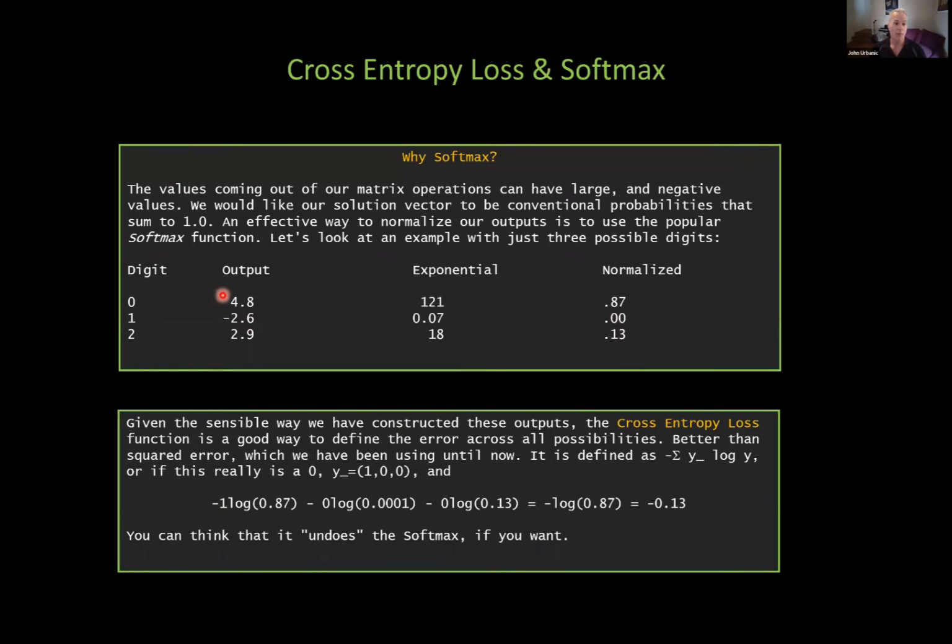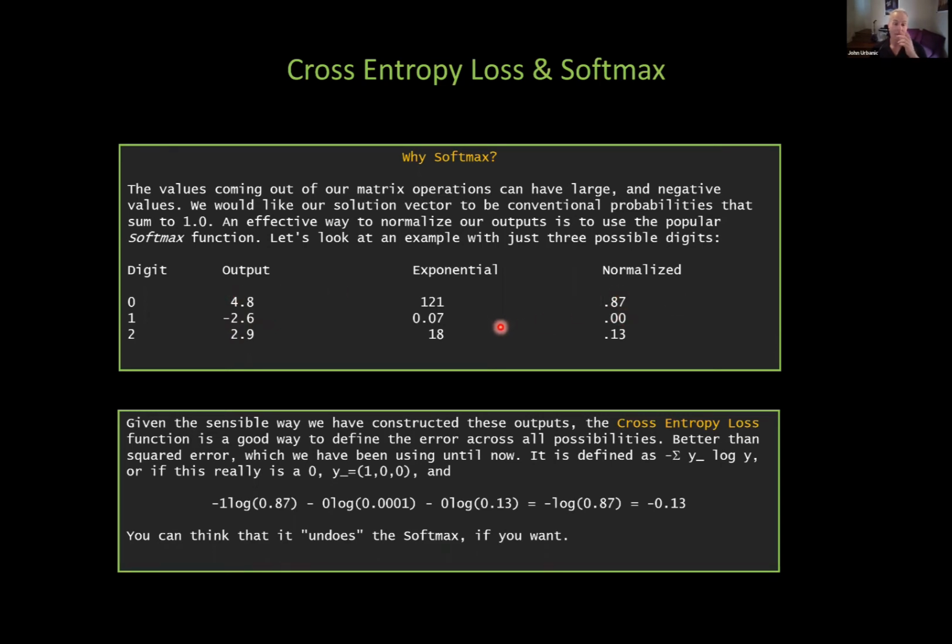So the real outputs coming out of our network might be, let's say we have a 3-digit network. So if we have 3 digits, the numbers coming out might be 4.8. That's probably our best guess. It's the largest positive value. Negative 2.6. That's probably saying I'm very unlikely this is a 1. And 2.9. It might be a 2. So this is the kind of raw outputs that you might get going into the output layer. But again, we'd like this to be probabilities. So what's a good way to get from here to here?